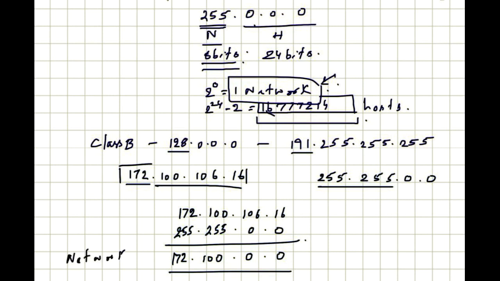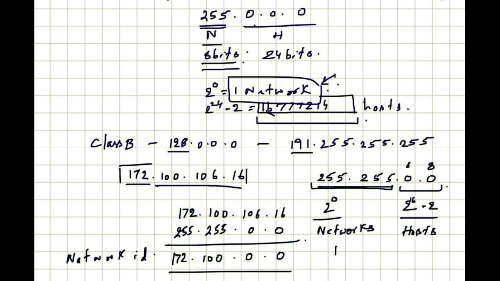So you get only one network, that is 2 power 0, because there is only the default subnet mask. The number of hosts: there are 8 bits here and 8 bits here, so it is 2 power 16 minus 2. So the number of networks is 1, and the number of hosts is around 65,534.